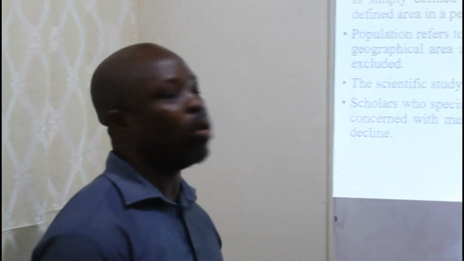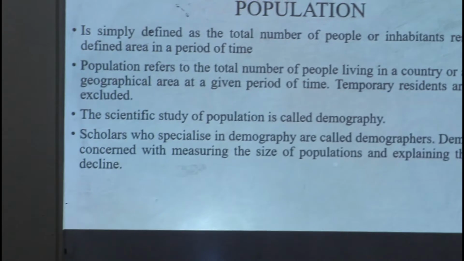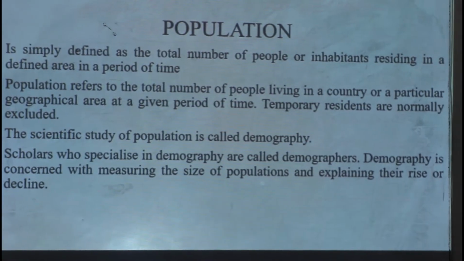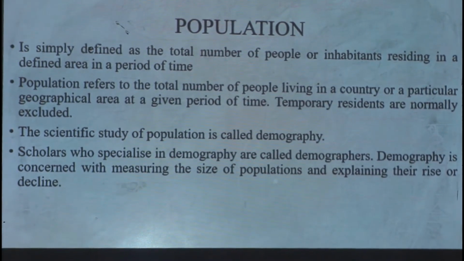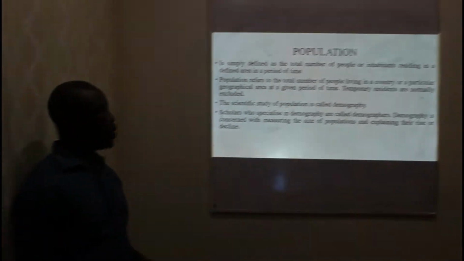The scientific study of population is called demography. Therefore, people who study or specialize in population study are called demographers. Demography is concerned with measuring the size of a population and explaining the rise and fall or decline of a given population. I'm very sure some of you want to become demographers. You want to study population and be able to offer explanations as to how population can rise and how population can fall.